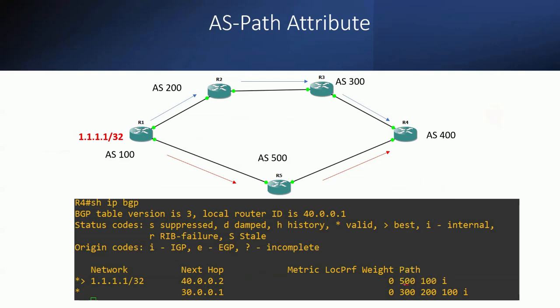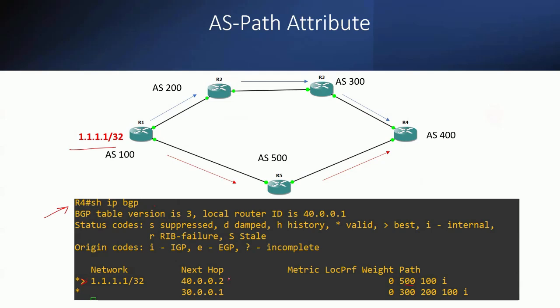Okay, it is preferring the R5. The arrow indicates the best path, or the preferred path, that R4 is selecting. I am running this show ip bgp command on R4. So it is receiving 1.1.1.1 via two paths: 500, 100 and 300, 200.